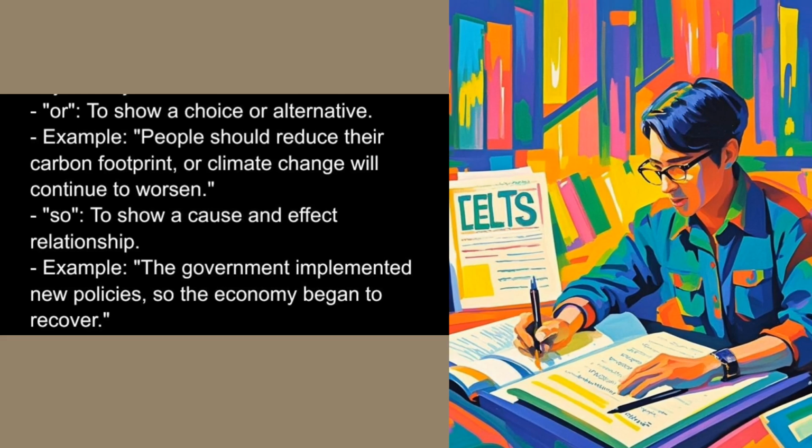"Or" shows a choice or alternative. Example: People should reduce their carbon footprint, or climate change will continue to worsen. "So" shows a cause and effect relationship. Example: The government implemented new policies, so the economy began to recover.